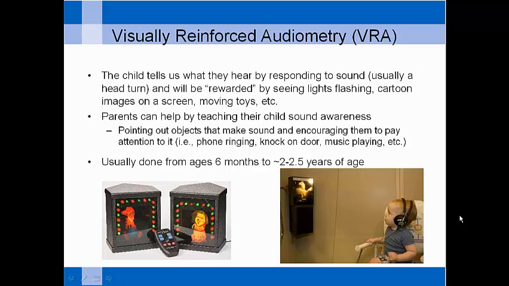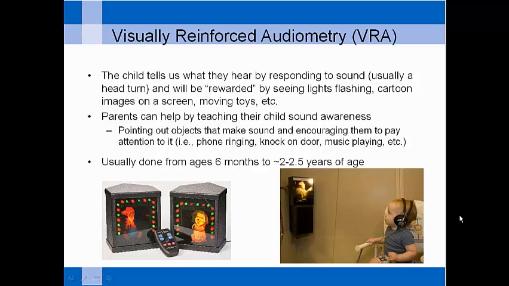And when they do that, we reward them, or tell them, good job, you heard that, by flashing images on a screen like a cartoon clip, or here you can see we have Winnie the Pooh and Tigger light up with flashing lights, or sometimes some places will even have toys that move, like monkeys with cymbals clinking, and things like that. When they see this, they go, oh, when I hear something and I pay attention to it, I look and I get to see something fun, something interesting.